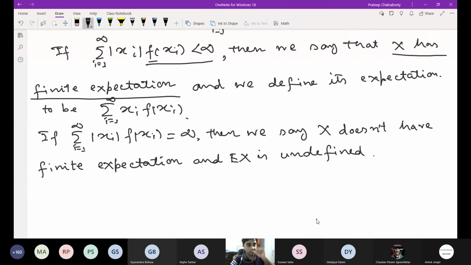Okay, now in all the cases, it is not possible for us to compute the expectation directly. So what we do, we use some tools, some theorems or some formulas, to compute the expectations of various random variables. So these tools we write as a theorem. So this theorem comes here.